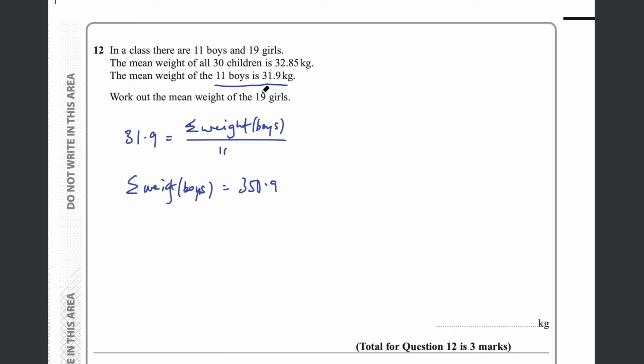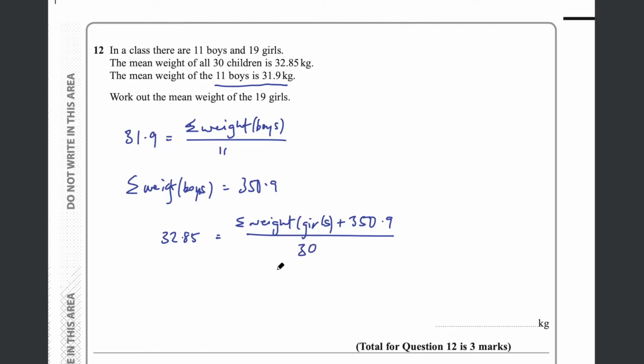So then the total mean, which is 32.85, will equal the sum of the weight of the girls plus 350.9 divided by the total number of people in the class. So 11, so that's going to be 30. Well, they told us that.